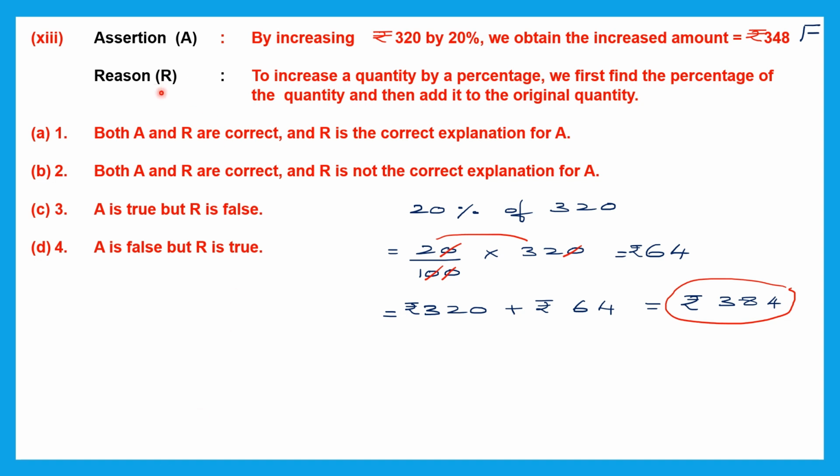Now let's see what reason R states. It states to increase a quantity by a percentage. Here we did that, isn't it? Increase this by a percentage. We first find the percentage of the quantity. We did that. We found it to be 64. And then what do we do? We add it to the original quantity. We did that, isn't it? We added it to the original quantity and we got an answer. So this is how we increase a quantity by a percentage. That means reason R is true and is the correct explanation. So assertion A is false and reason R is true. Now which option is that? That is option D, where it says assertion is false but reason is true. So option D is our answer.